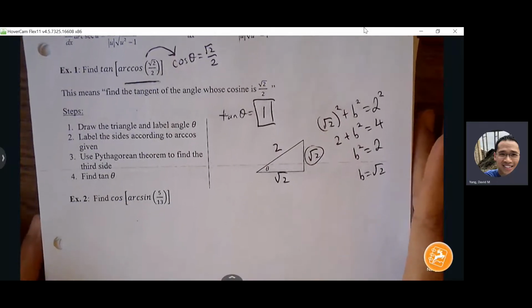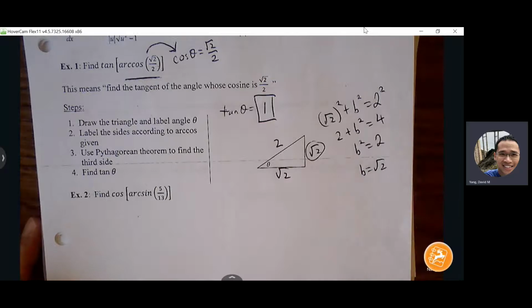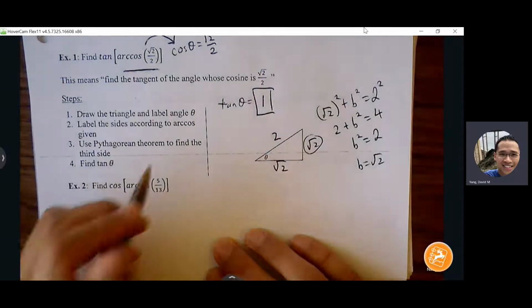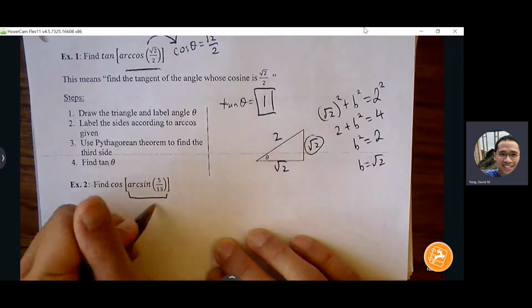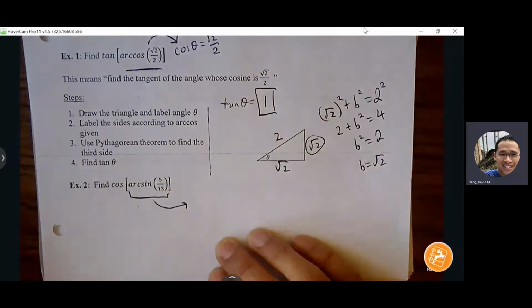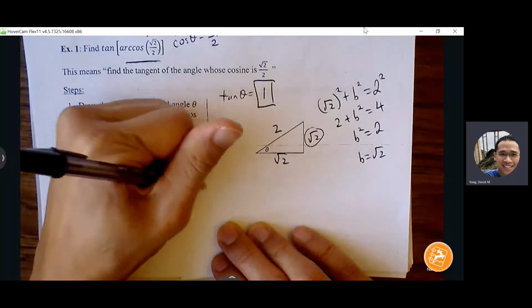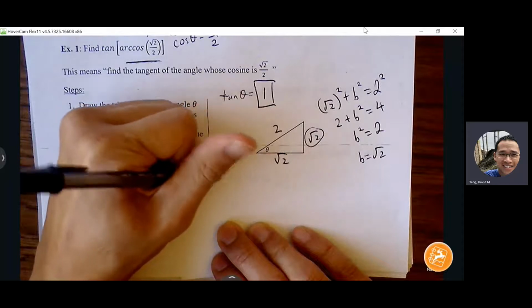We're going to apply that to number 2. Number 2, we definitely need it because it's not a unit circle value. So any questions so far with 1? Okay, looking at number 2, we want to find cosine of arc sine of 5 over 13. We're going to look at that inside portion and just think about what the triangle will look like if sine of theta is equal to 5 over 13.